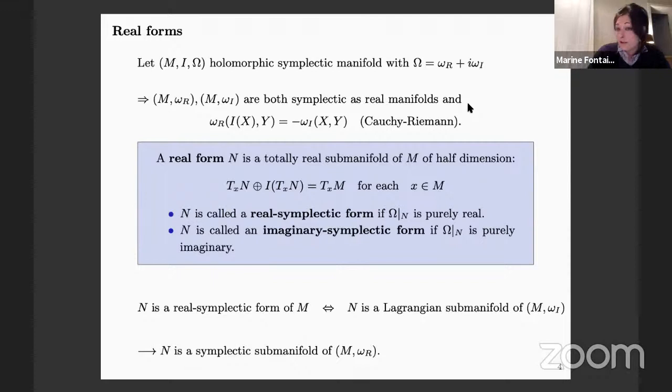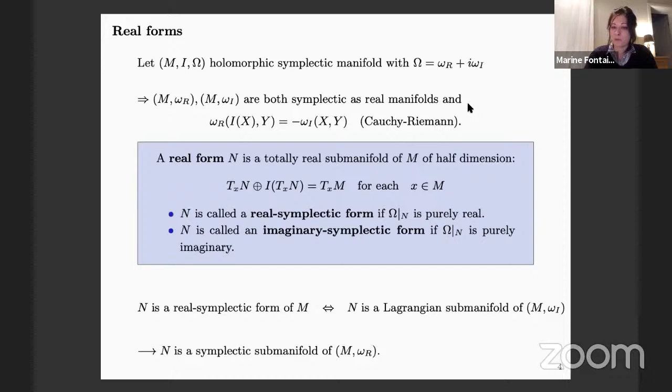So a real form of a complex manifold is a totally real submanifold which has half dimension. So it means that you can split the tangent space in that way at each x. And so this is just a real form. Now, if you want this real form to be symplectic, we will call it real symplectic if, when you restrict your holomorphic form to it, this is purely real.